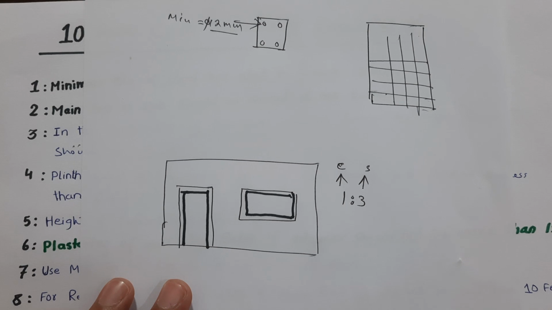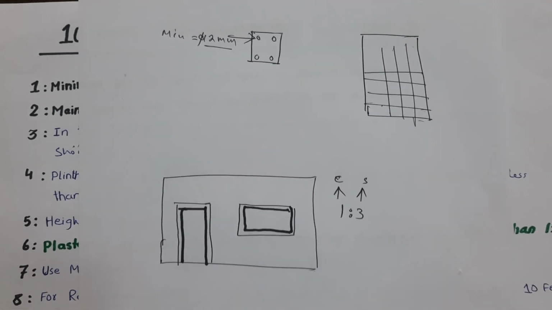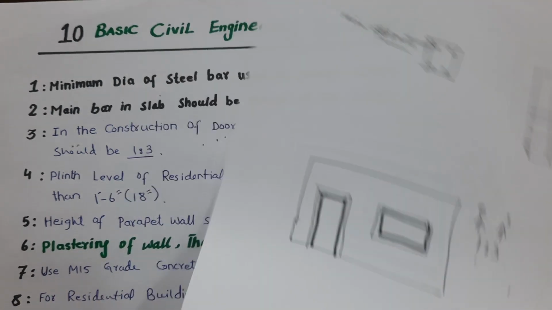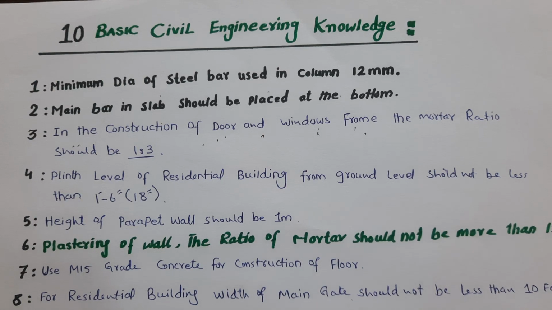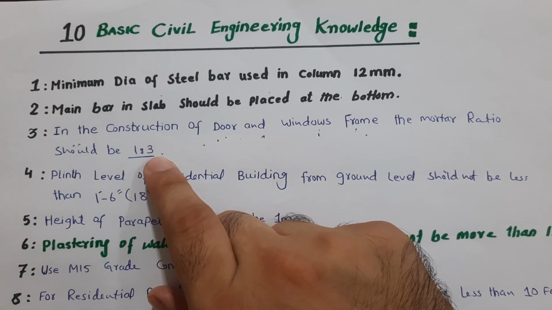Okay, because you should use proper and strong mortar here. That's why, because if you are using 1:5 or 1:6, it cannot work. It cannot give you the proper result. Therefore, the ratio should not be more than 1:3.